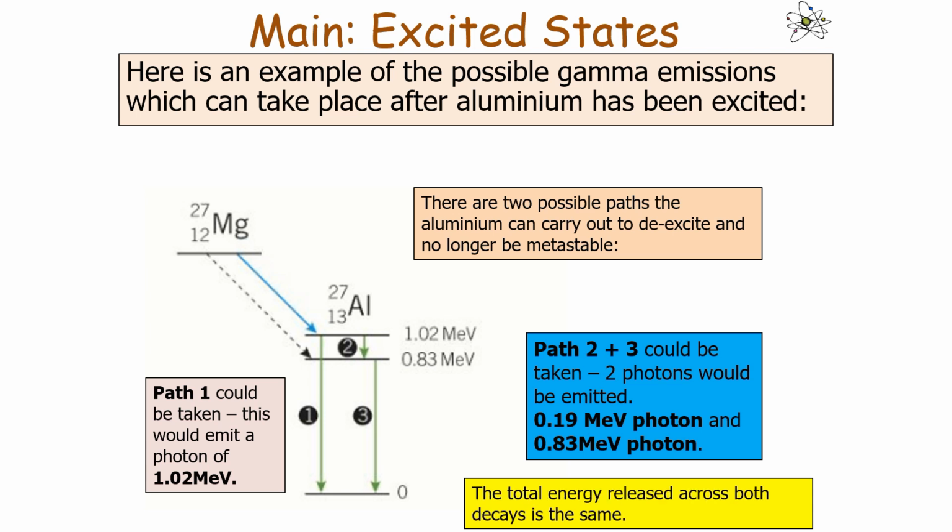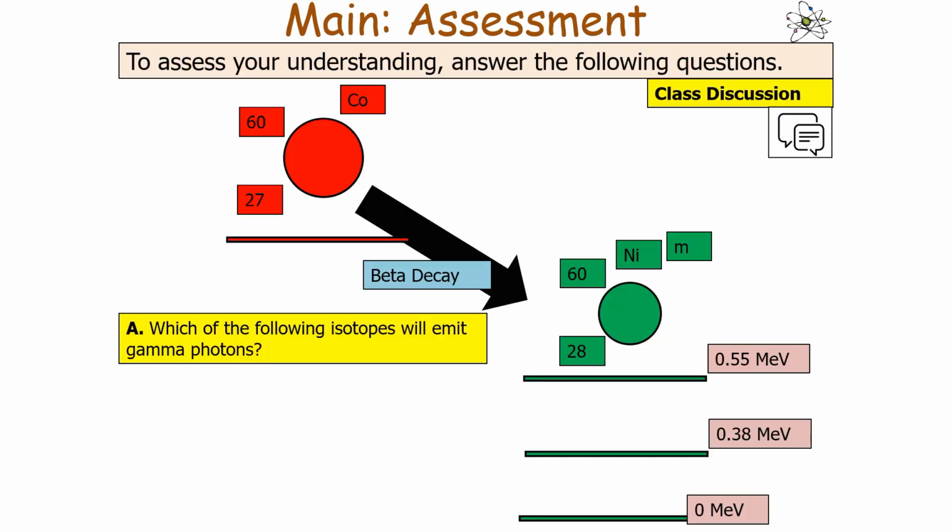Now, just to note that the total energy across both pathways is the same. So if you add up the two photons from that second pathway, they will equal the energy of the one photon in pathway 1. Now let's have a look at a few examples.